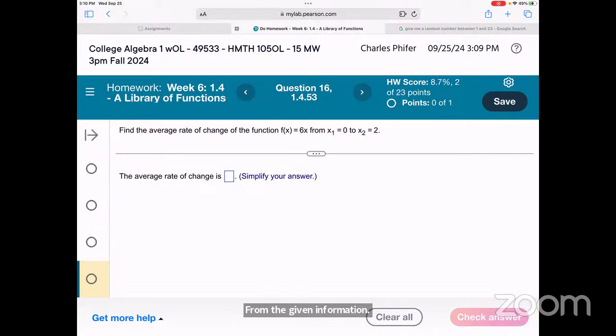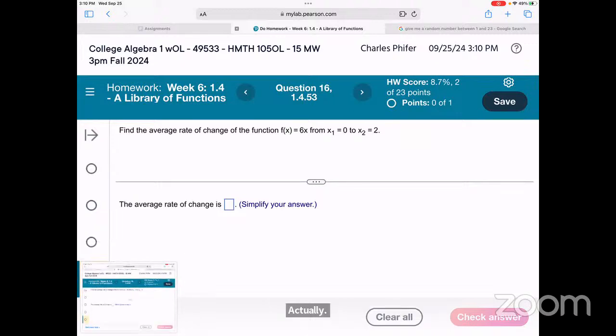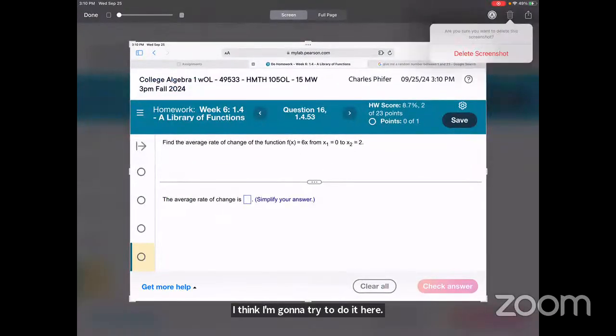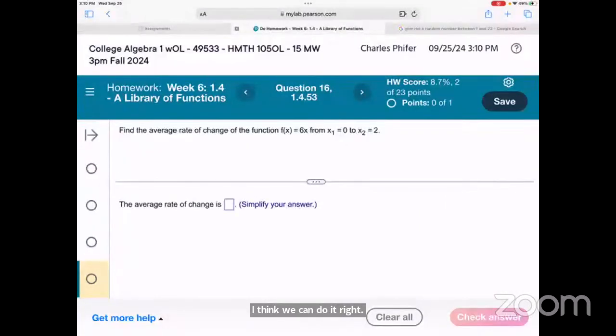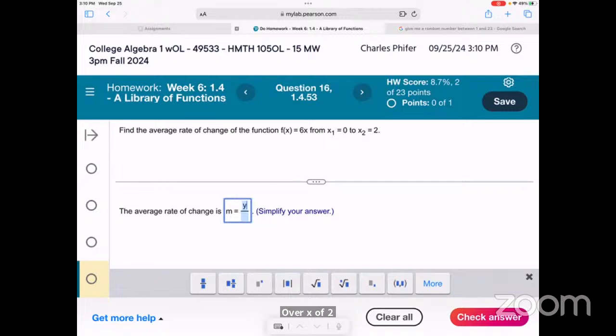So I am going to take some notes. Do I need to take notes? Actually, I think I'm going to try to do it here. I think we can do it here, all right? So the slope formula, so we'll take some notes here. So the slope between 2 points, I just know it as y sub 2 minus y sub 1 over x sub 2 minus x sub 1. Okay.